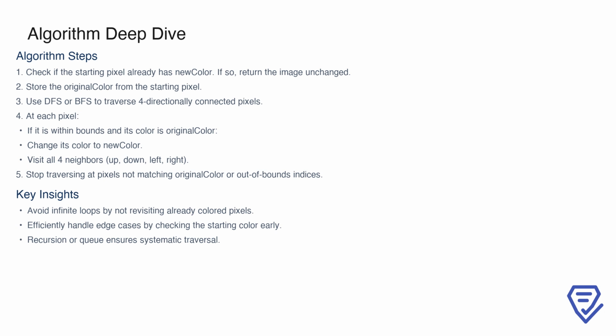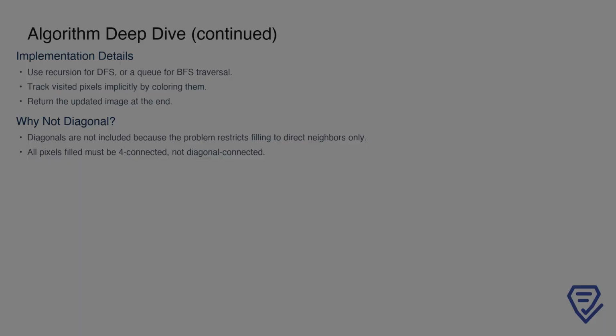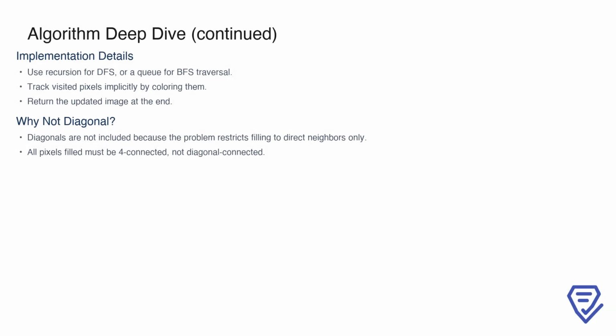For each pixel, we check boundaries and see if the pixel matches the original color before coloring it and visiting its neighbors. We stop upon reaching pixels that either lie out of bounds or have a different color. This approach prevents infinite loops and ensures only the correct region is filled. For implementation, recursion is handy in DFS because filling and visiting can happen in the same function. In BFS, you might use a queue to keep track of the pixels that need to be filled, adding neighbors as you color each one.